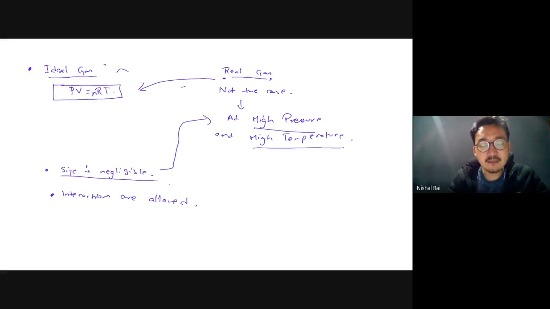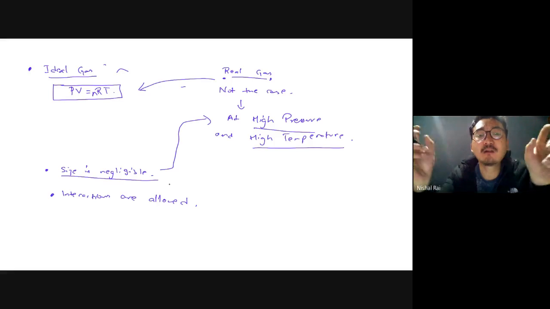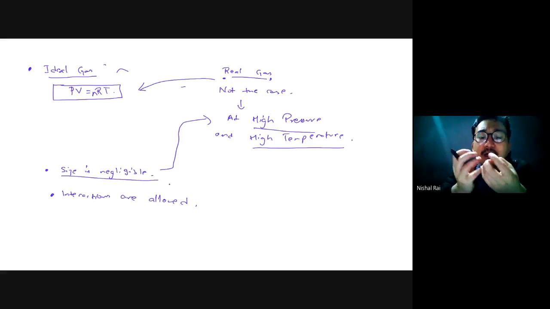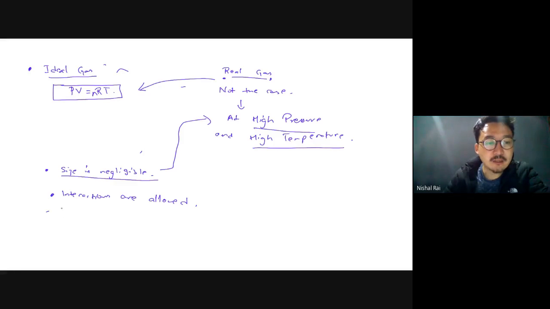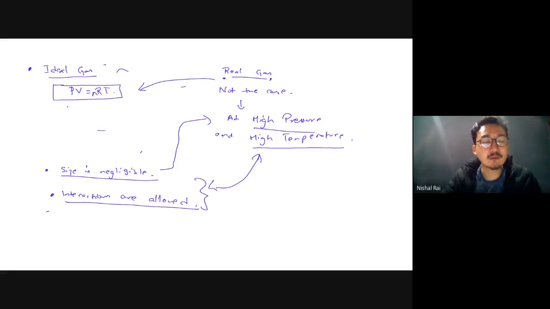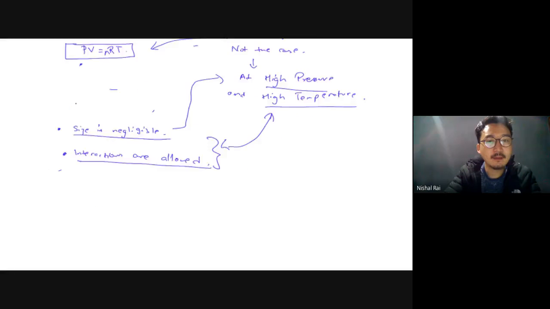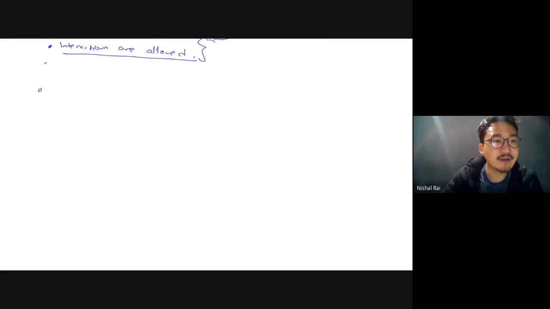But in reality, at high pressure, the size of the molecule of the gas becomes significant and cannot be neglected. Clear? Because at high pressure, the molecules start coming closer to each other, and the interaction between them also becomes important. So this assumption does not hold good for a real gas, and that's why the ideal gas equation has to be modified. This was done by Van der Waals.